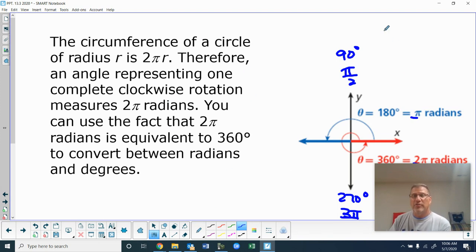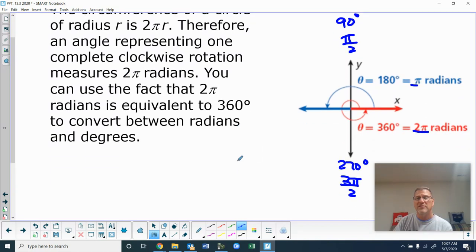And the circumference of a circle, remember, like the perimeter of a circle, all the way around it. And the formula for the circumference, when you have a radius r, is the circumference equals 2 times pi times r. Okay, so therefore an angle representing 1 complete clockwise rotation measured 2 pi radians. Okay, so you look at this picture, the red is 1 full rotation. All right, that angle would have been 360 degrees, which is equal to 2 pi radians, is what they're telling us.